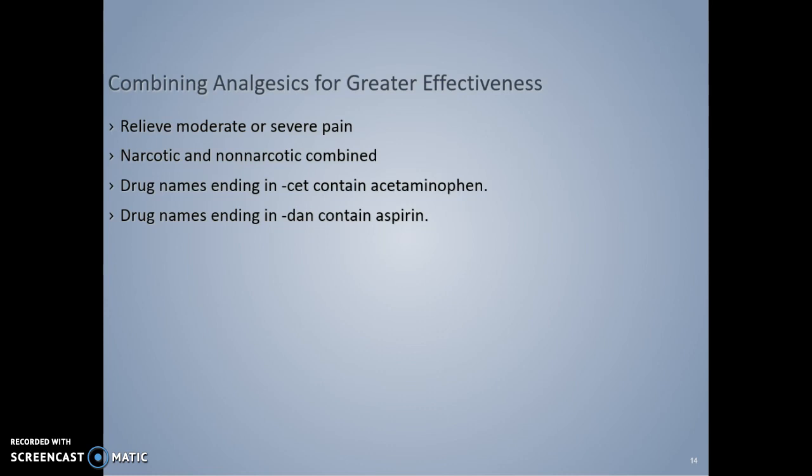So, combining analgesics for greater effectiveness. We do this to relieve moderate or severe pain. Narcotic and non-narcotics can be combined. Drug names ending in the CET contain acetaminophen, and drug names ending in the DAN contain aspirin. Why are narcotic and non-narcotic medications often combined? Why do you think that happens? That's right, the non-narcotic agent provides a foundation for the analgesic relief, which then allows the narcotics to be more effective.